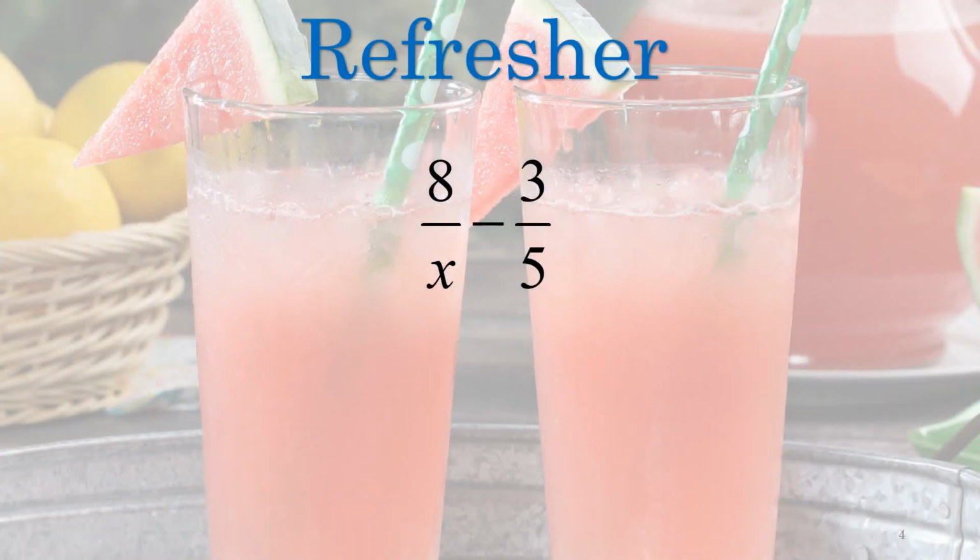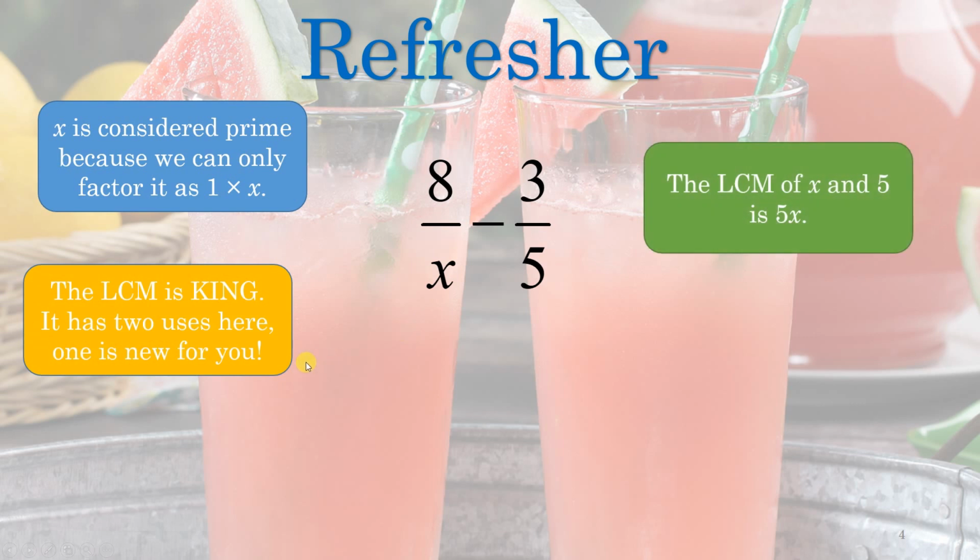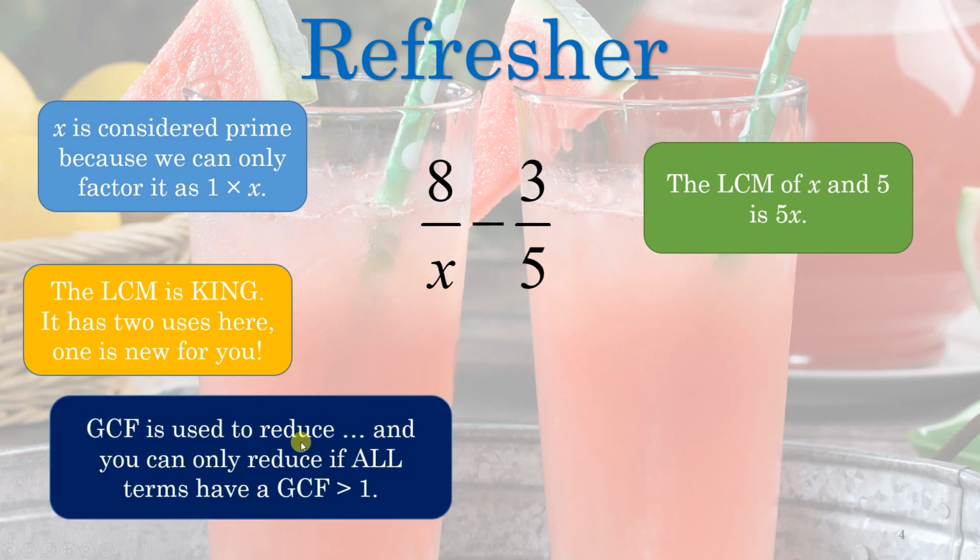To start, let's talk about some things we learned about algebraic fractions or rational expressions that you may have forgotten but are going to be really important moving forward. The first is that the value x is considered prime because we can't factor it besides 1 times x. Next, lowest common multiples are king. They are super, super important. We're going to use them in lots of different ways. So here, with a denominator of x and another denominator of 5, the lowest common multiple is 5x. One last piece of information: in order to reduce, you have to have a greatest common factor between all of the terms.